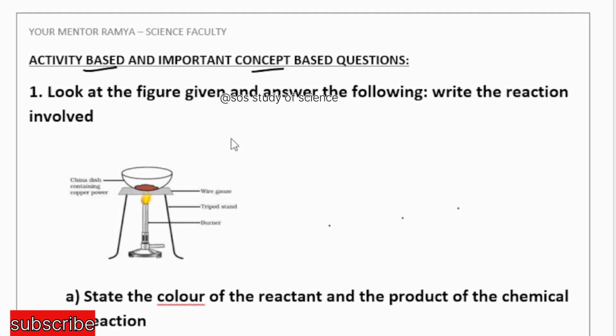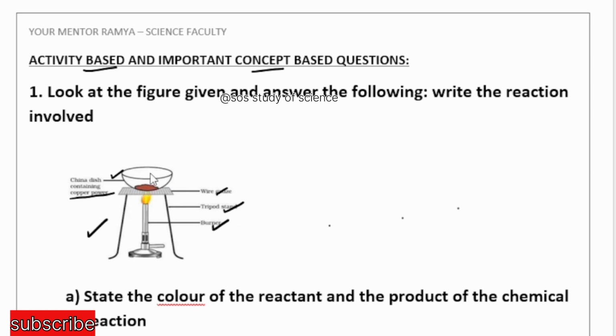Okay? Yes. Without delaying much, let us start today's video. The first question is, look at the figure given and answer the following. Write the reactions involved. So you have to look at this picture. This picture is related to the first lesson, chemical reactions and equations. If you look at this picture, we have a Bunsen burner, a tripod stand, a wire gauze, and the china dish which is containing the copper powder. This is all we can see in this picture.